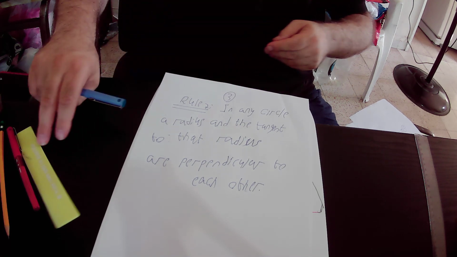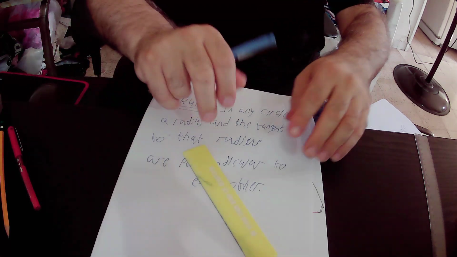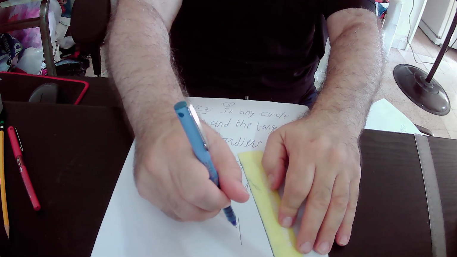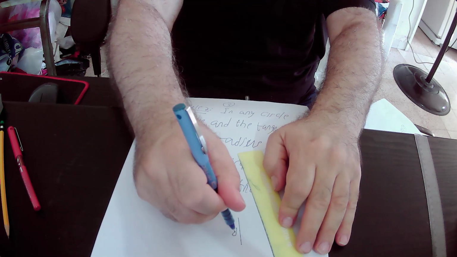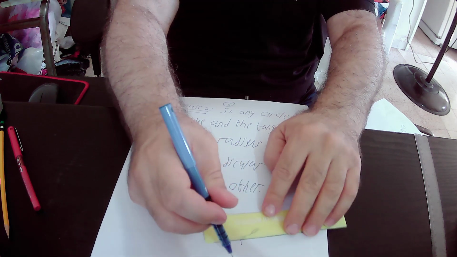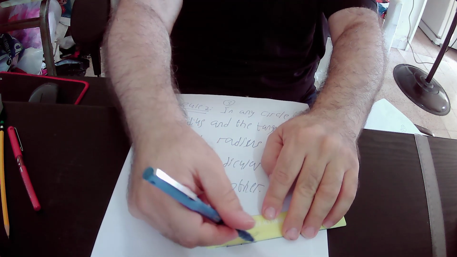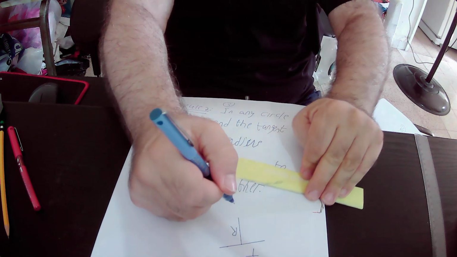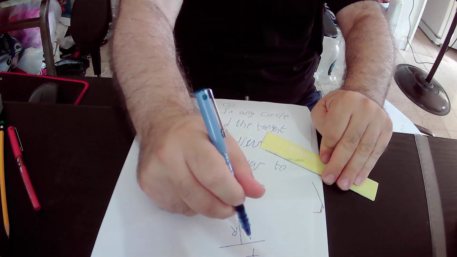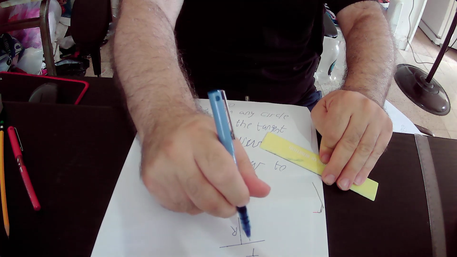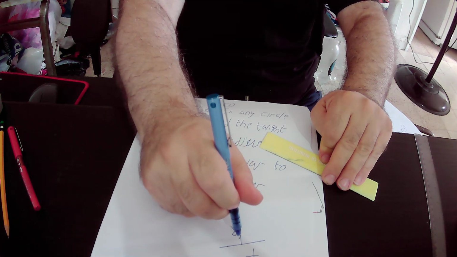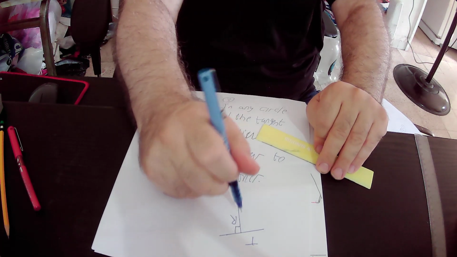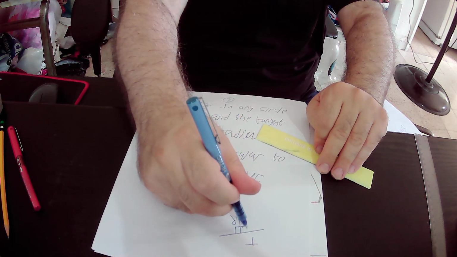So actually, if we have a radius, let's call it R, and the tangent to that radius, let's call it T, then the radius is perpendicular to the tangent, that is to say this angle equals 90 degrees and also this angle equals 90 degrees.